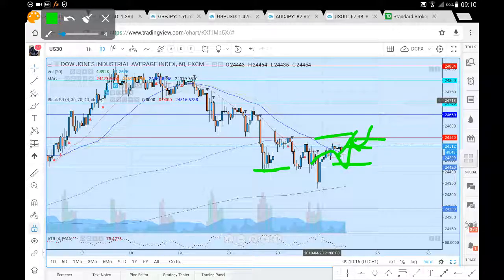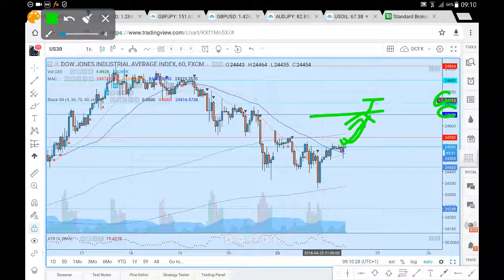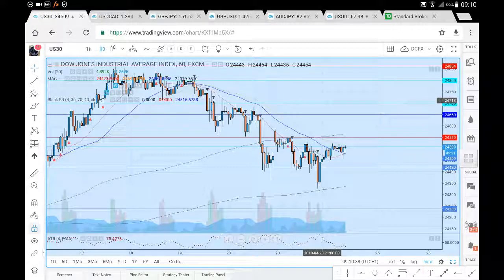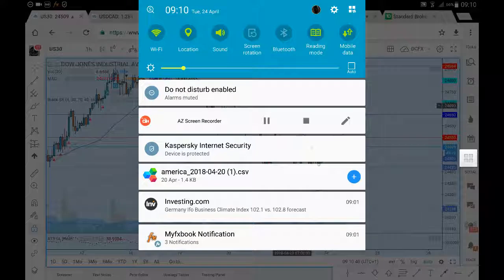We do have to be aware of the 200 period moving average, but I wouldn't think it proves too much of a difficulty for the US 30. Looking for prices to head further to the upside towards 24,650, 24,700, and possibly even the 24,800 mark, depending on volatility. And if we do see some very strong volatility to the upside, 24,864 would likely be the very next level of some significance.